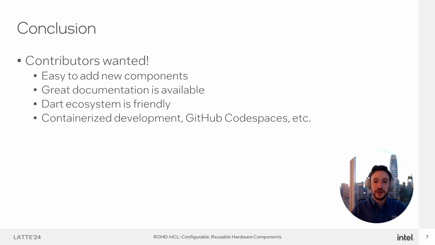ROHD-HCL includes a lot of documentation. The Dart ecosystem is really good, making it easy to get started quickly. The repository includes a dev container, so you can easily develop inside a container if you prefer. There's also GitHub Codespaces, which makes it so you can develop in the browser without installing anything. Developing components with Visual Studio Code in a container in a browser with great IDE integration and a built-in simulator is fun and easy.